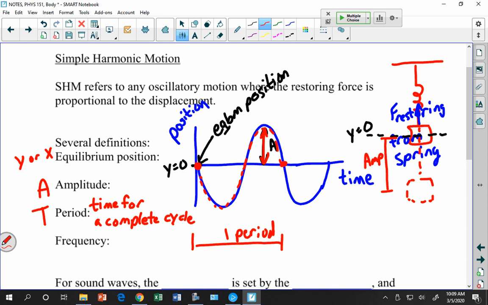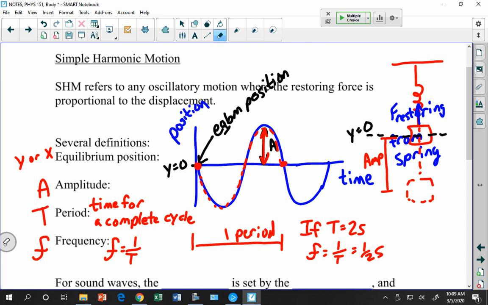For frequency, the variable is going to be f. F is related to the period. In fact, the frequency is the inverse of the period, or 1 over t. So for example, if t is equal to 2 seconds, then your frequency is 1 over t, or 1/2 of a hertz.